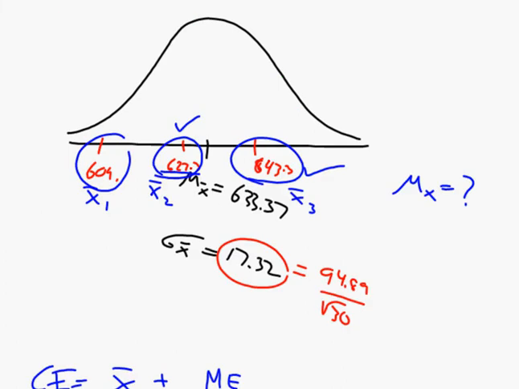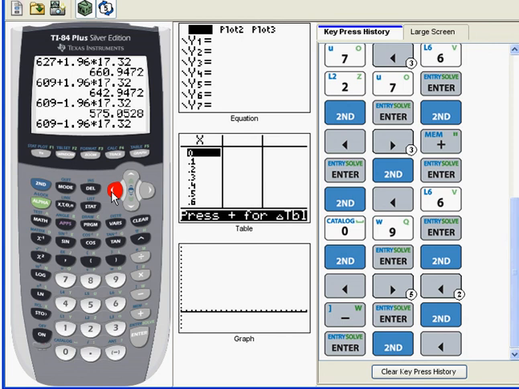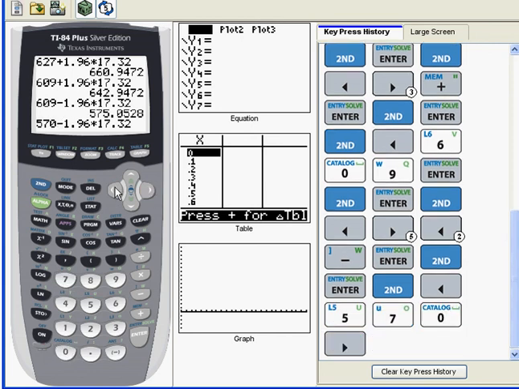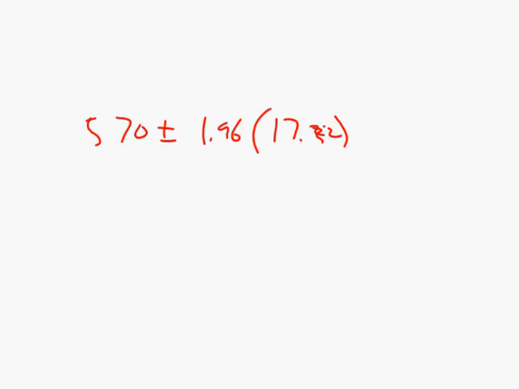Okay. Well, keep in mind, it's possible maybe you were extraordinarily unlucky and you get an x bar that's really low. Maybe you got an x bar down here, x bar 4, of 570. Well, if I find the confidence interval for that, I'm going to have 570 plus or minus 1.96 times 17.32. And if I just change this to 570 and plus, okay, I get an upper bound of my interval of 603. So don't even worry about the lower bound. The upper bound is 603.